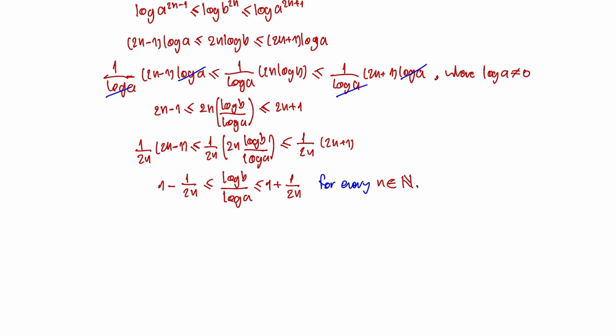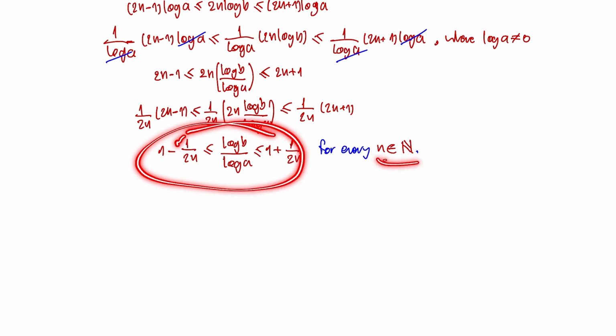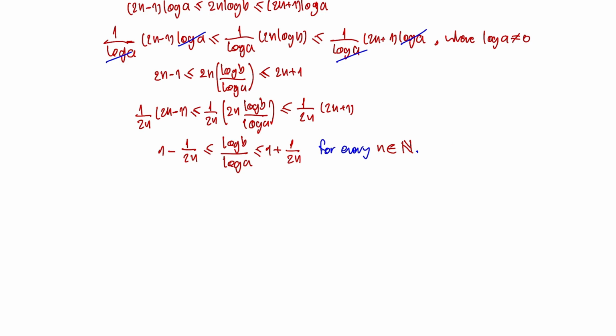Now, what can we do next? Since this inequality holds for every n, I will try to let n approach infinity. So as n approaches infinity, what do we have? The limit as n approaches infinity of 1 over 2n is going to be 0.